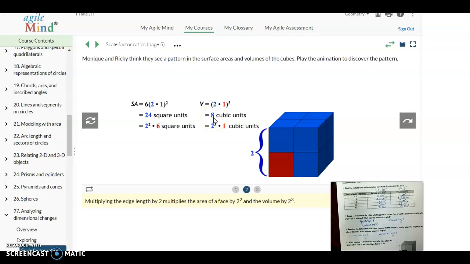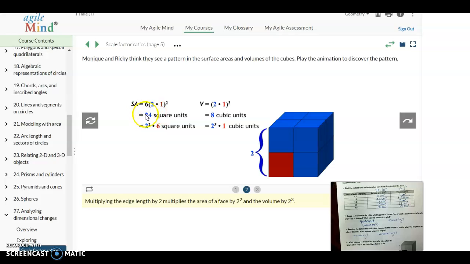Our new volume is 8. Our previous volume was 1. But we doubled the side length. So when we do 2 to the third power, because volume is a cubic measurement, then we get that new volume of 8 times 1, which is 8.